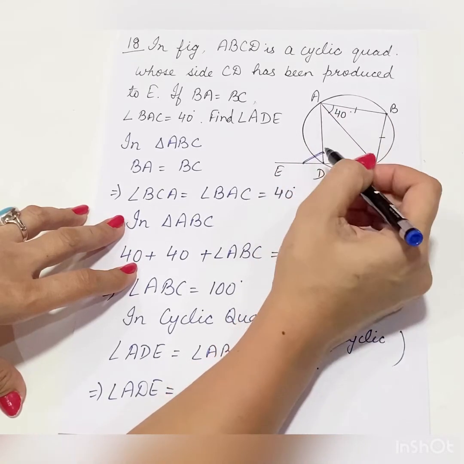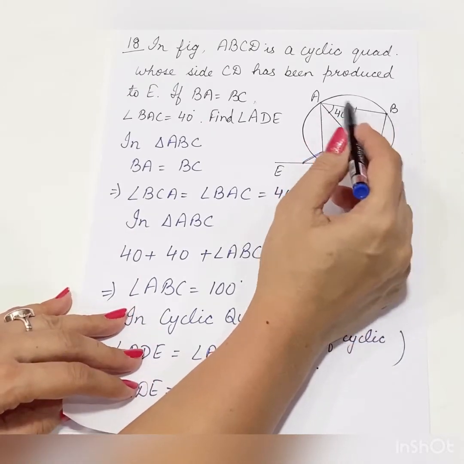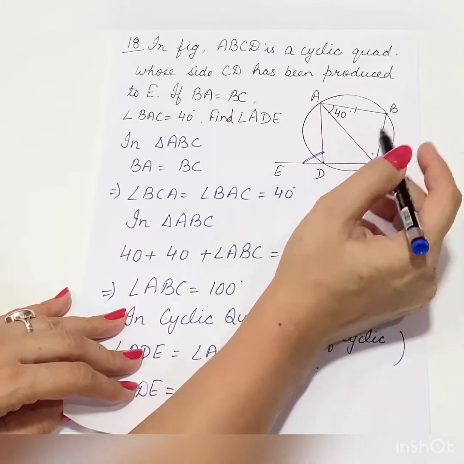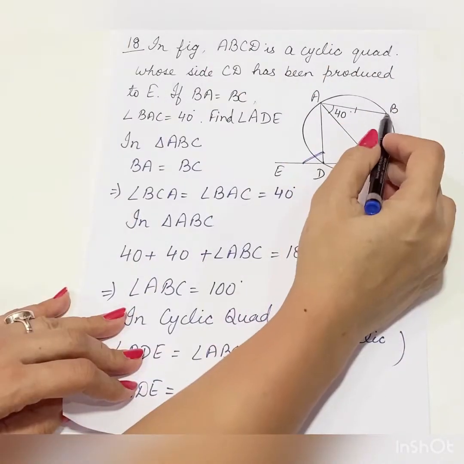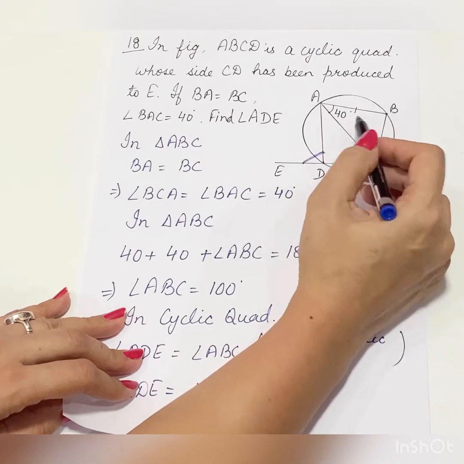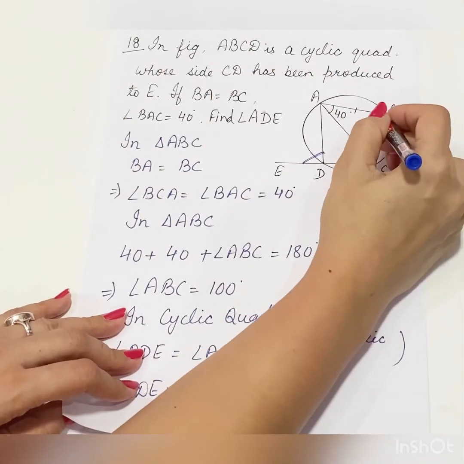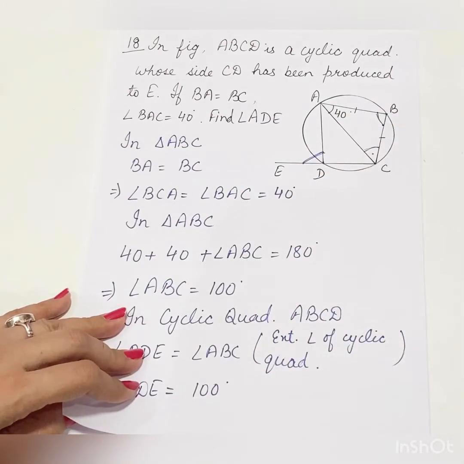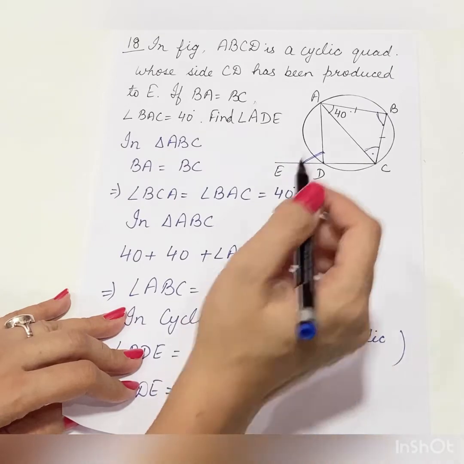This angle we have to calculate, right? So we have in triangle ABC, BA is equal to BC. So their opposite angles are equal. So angle BCA is equal to angle BAC is equal to 40 degrees. Now in this triangle we can calculate this third angle will come out to be 100 degrees. In triangle ABC, by angle sum property, angle ABC is equal to 100 degrees.